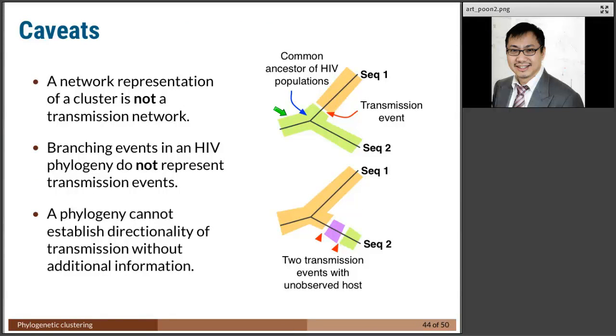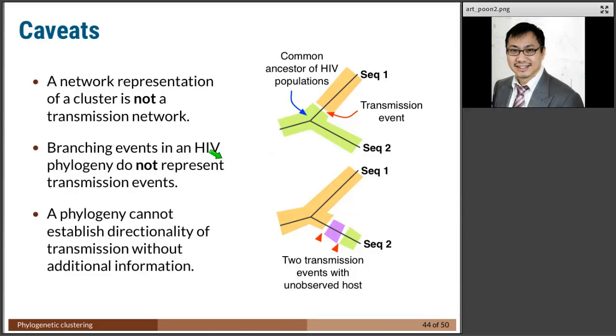So the reasons why we can't interpret a cluster as a transmission network: if you consider two sequences here, these are sequences that are related by a common ancestor of the HIV population. This is an HIV ancestor. This is not the same as a transmission event. The transmission event could have happened at any point along these branches. So first of all, the branching points in the phylogeny are not the same as transmission events.